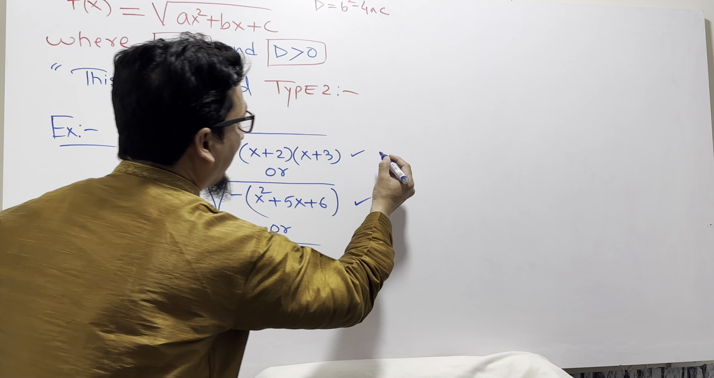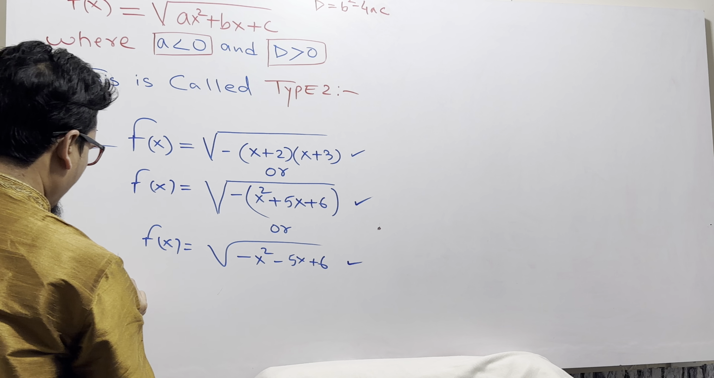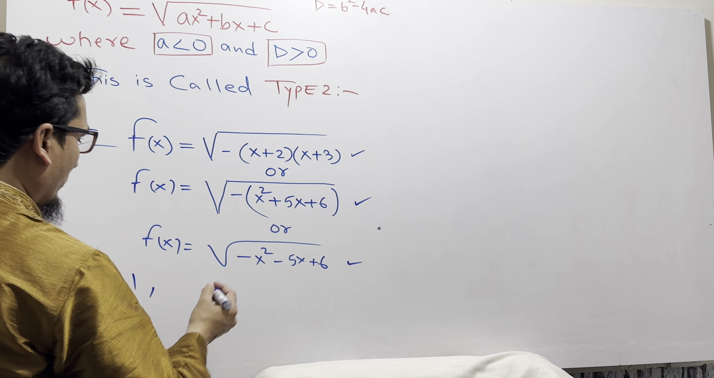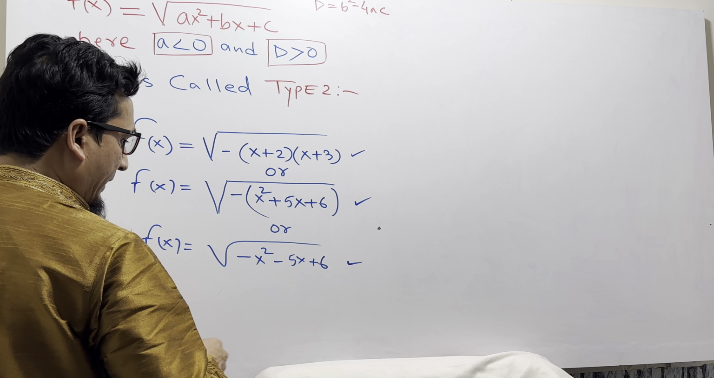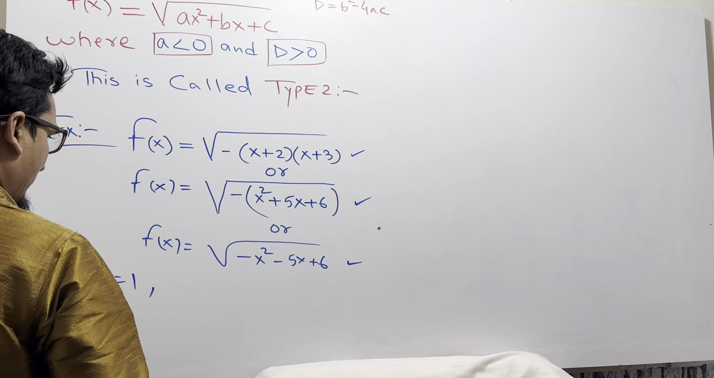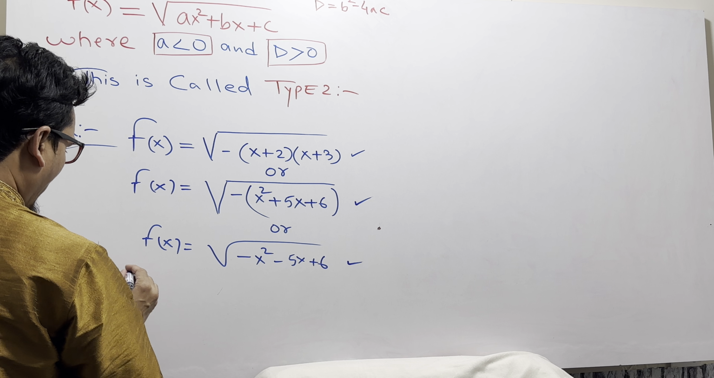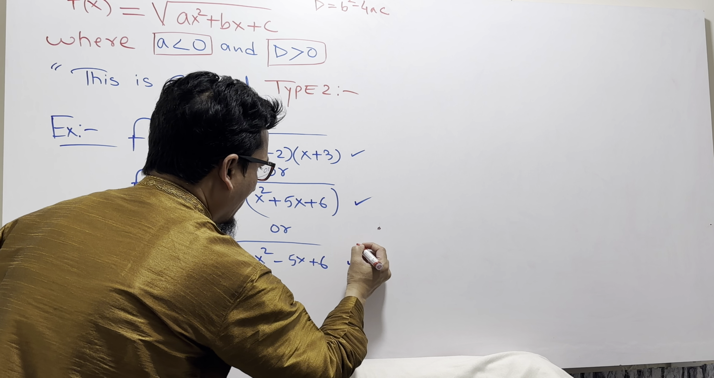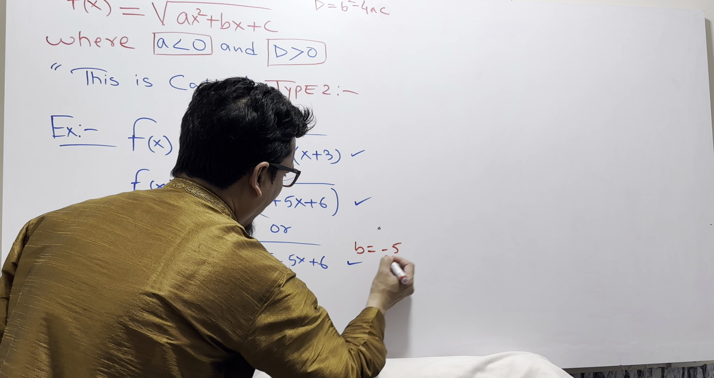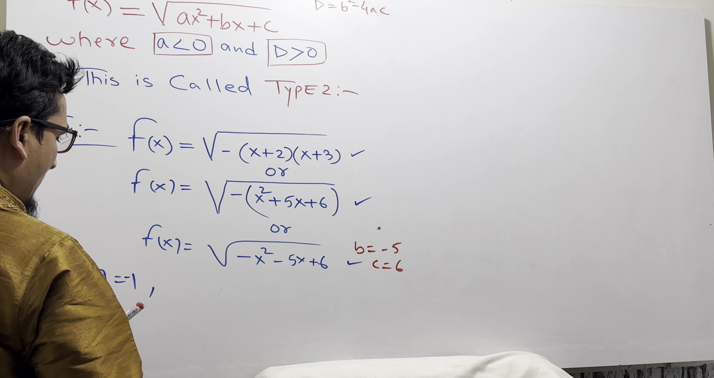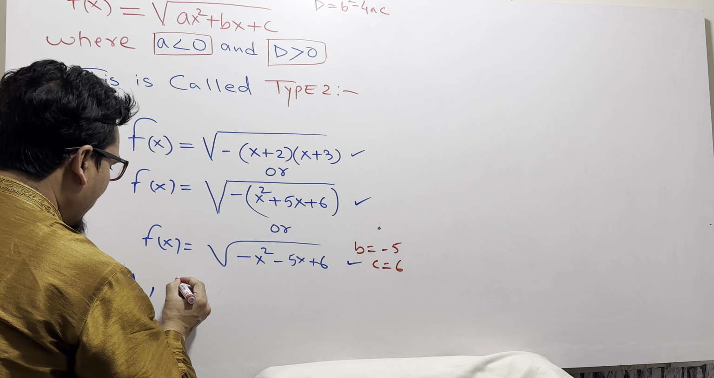Why? Because here a is less than 0 and D is always greater than 0. I'm going to prove it here. In this question, a is equal to minus 1, b is equal to minus 5, and c is equal to minus 6. So I'm going to find D.